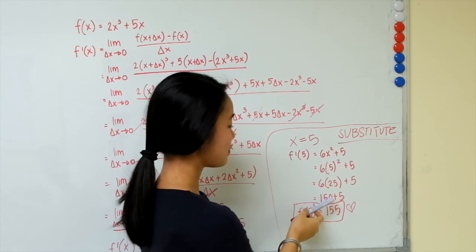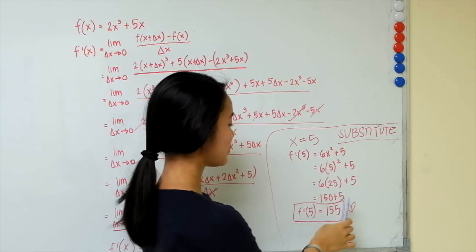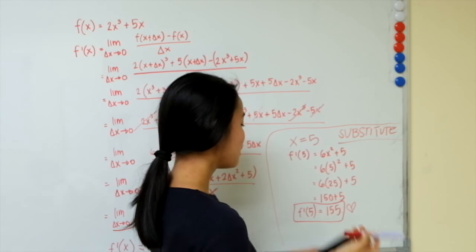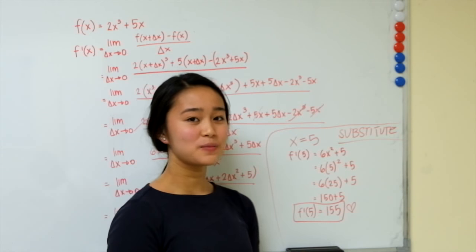And 6 times 25 gives you 150 plus 5. And 150 plus 5 is equal to 155. So 155 is the slope of the tangent line.